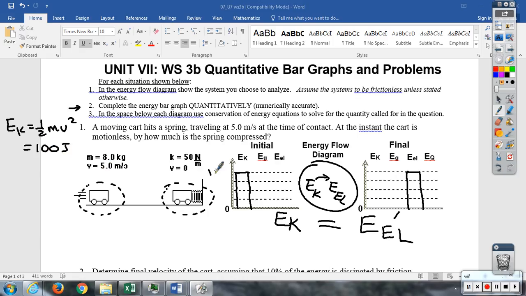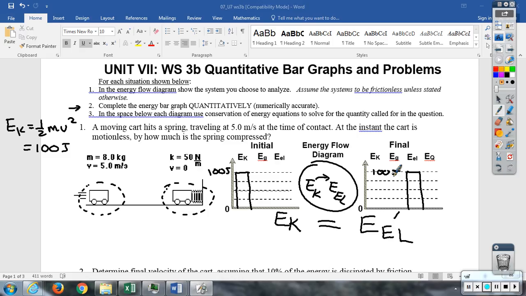So there's 100 joules before. There better be 100 joules after. It's just in a different form. There is 0 joules of EK. We had 100 joules of EK, but now after this collision, we have 0 joules of EK, but 100 joules of EEL.